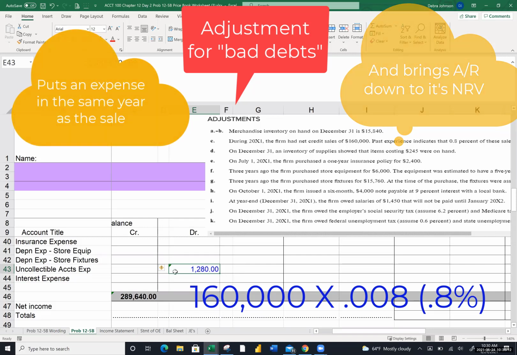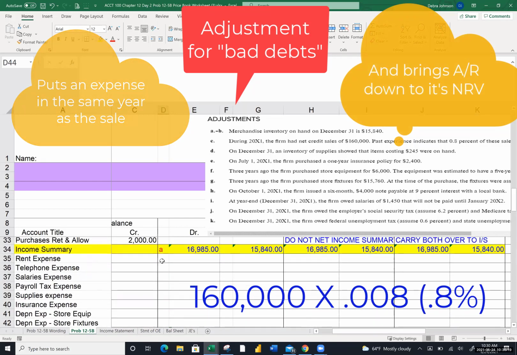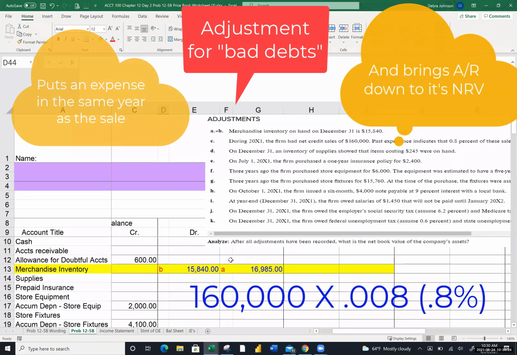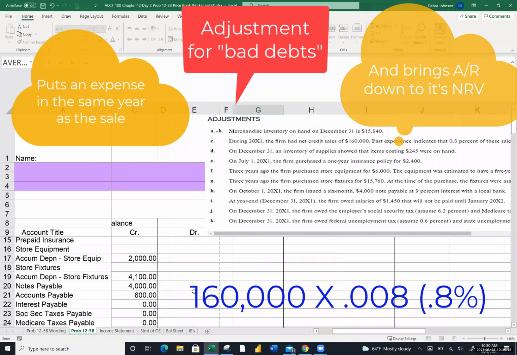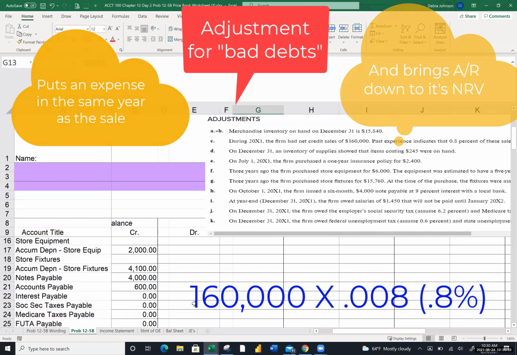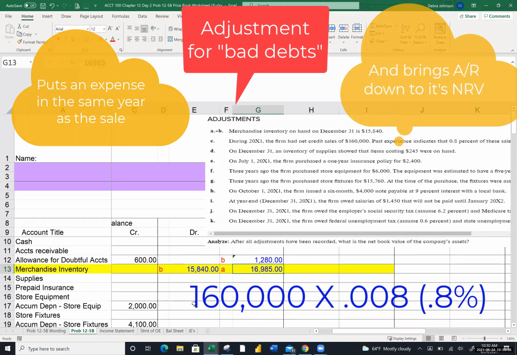So we debited the new account. Let me put letter B in here. And we'll credit a brand new account. It'll be right below accounts receivable. It was that new contra account, and it's for the same amount. Okay, so there we go. We debited the expense, we credited the allowance, and that was actually letter C.